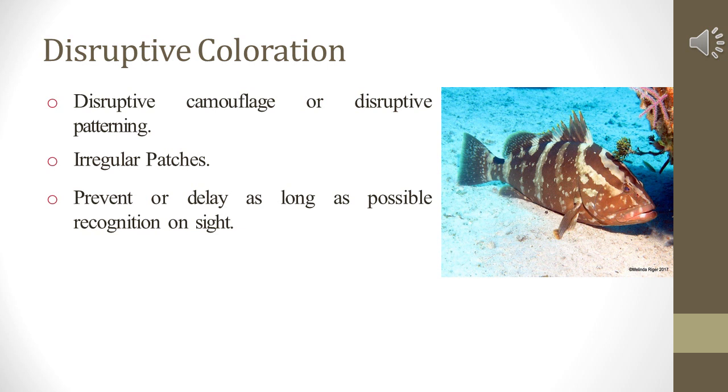And what is the disruptive coloration? It is also known as disruptive camouflage or disruptive patterns. The surface of the fish is covered by irregular patches of contrasting colors and tones that draw attention from the original shape which they have. This makes confusion for the predator. It also prevents or delays, as long as possible, recognition on sight.